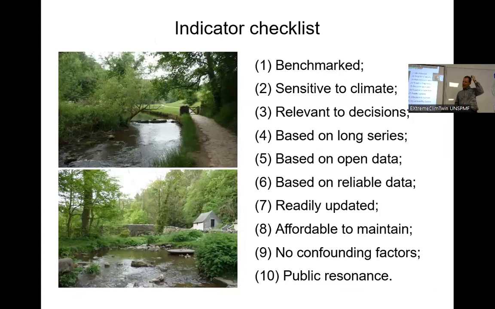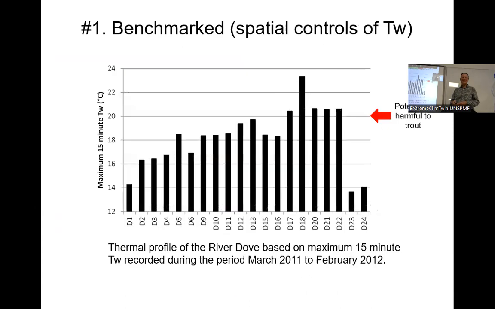So going back to our 10 ideal attributes of a climate risk indicator, benchmark, sensitive to climate, etc., etc. What I'm going to do now is to say, okay, with all the data we have in the UK, can we build a climate risk indicator that addresses all of these points? How well can we do? What do we score out of 10 for our water temperature indicator nationally? So I'm going to illustrate each of those as quickly as I can. Then I'm going to set you a little task at the end.